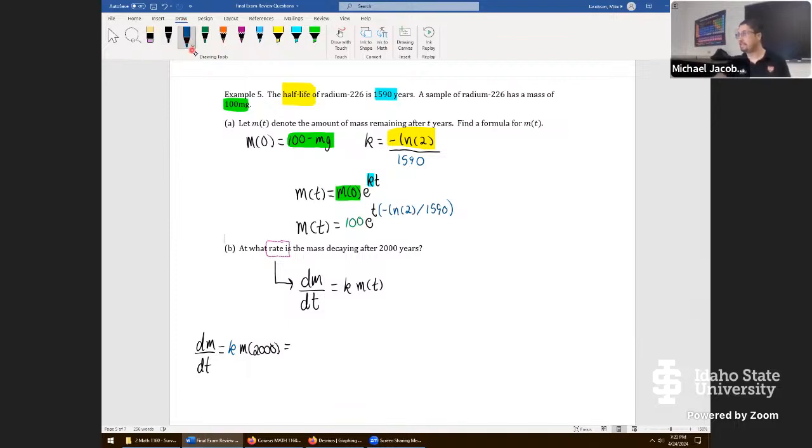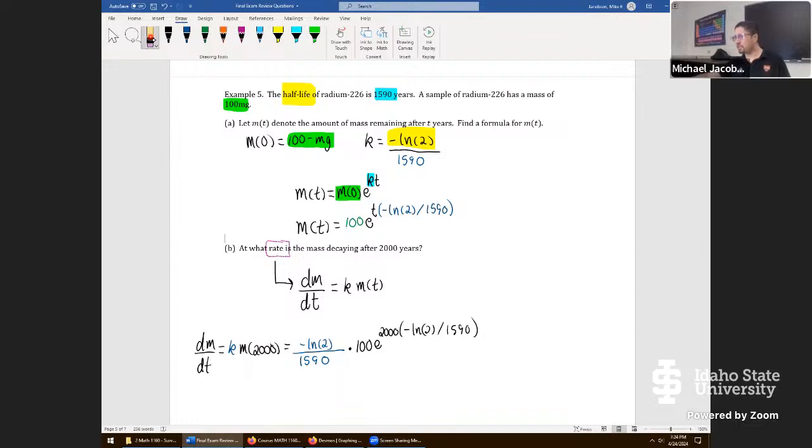So let's start plugging in the information. K in this problem is negative natural log 2 divided by 1590. So we've got that portion down. Next for this one, mass at time 2,000 means we go back up to this function. We plug 2,000 exactly where you see t. So it is multiplied by 100 e to the power of 2,000 negative natural logarithm of 2 divided by 1590. And well, we're just about there. All we have to do is plug it in.